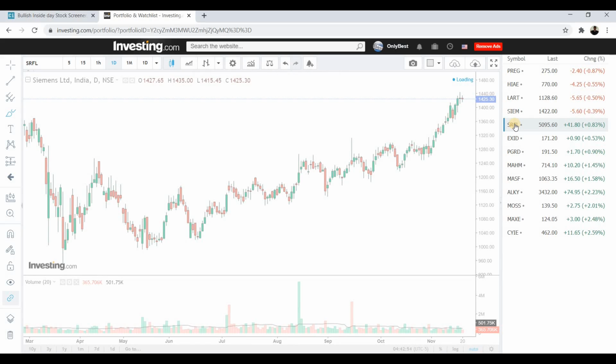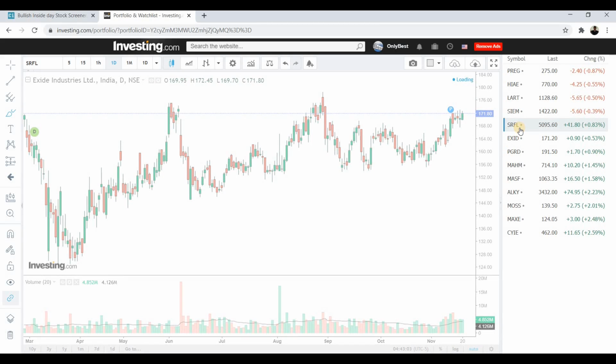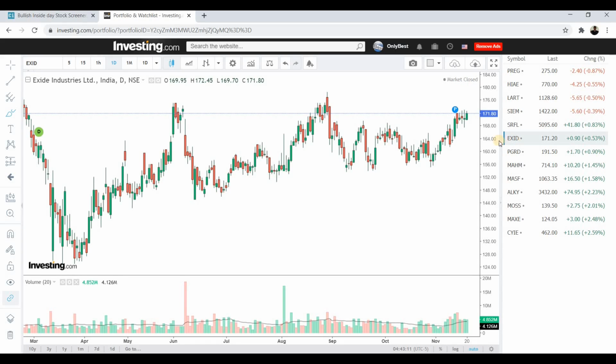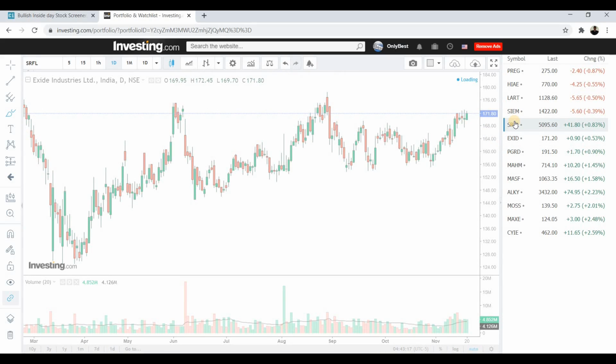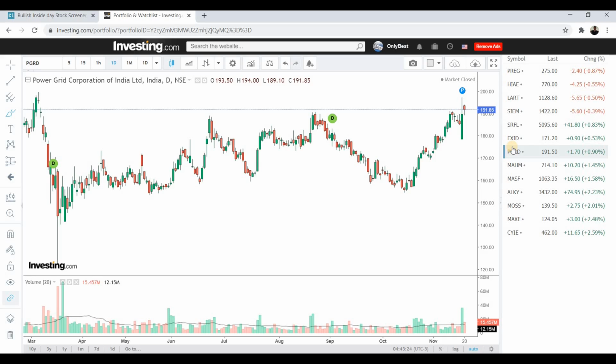We'll see the fifth one, and that is, it is loading. Wait a bit. We'll move on to the other one, Exide Industries. So Exide again, from the naked eye, it disqualifies. We click on SRF to see if we can see the chart of it. Now we'll proceed to the next one, Power Grid.